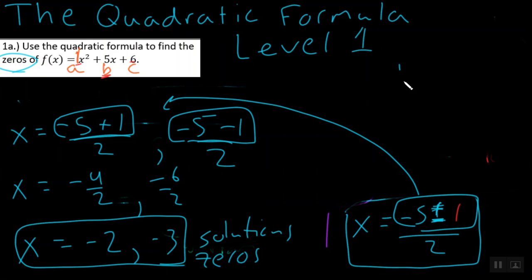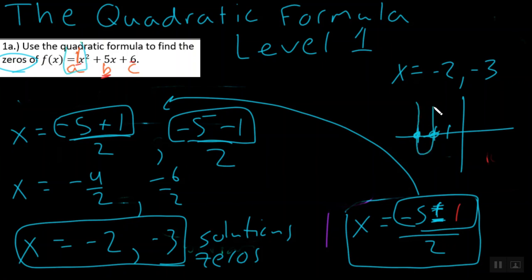Now let me go ahead and write this over here. So we have x equals negative 2, comma, negative 3. We could even graph this. We could say if we go to the left, 1, 2, 3, we have a point there. We have a point there. We notice that our a term is a positive 1. This will be a very skinny graph just opening up. Okay? And the solutions that we found were at negative 3 and negative 2.